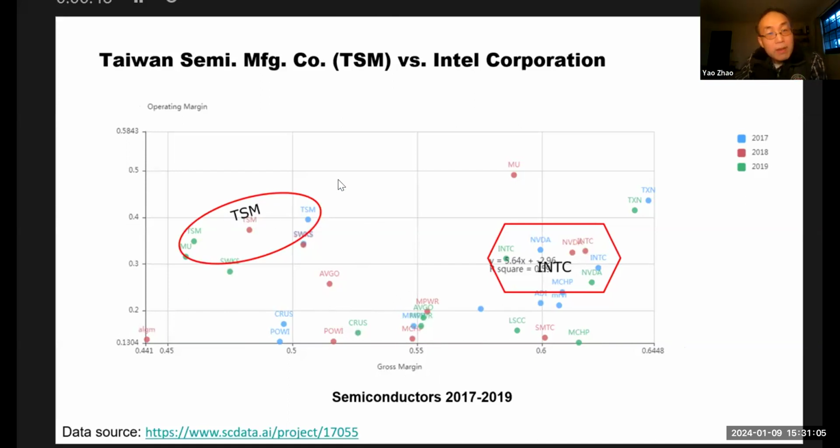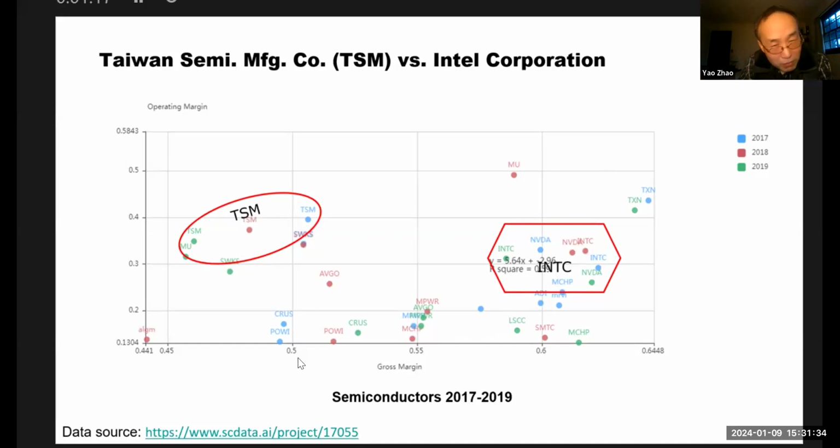So the usual case is if one company has a higher gross margin, it also tends to have a higher operating margin. That's the normal case. But if you can find a counterexample, such as TSM and Intel, then you will likely find another Compaq versus Dell case. So Intel has a higher gross margin, about 60%.